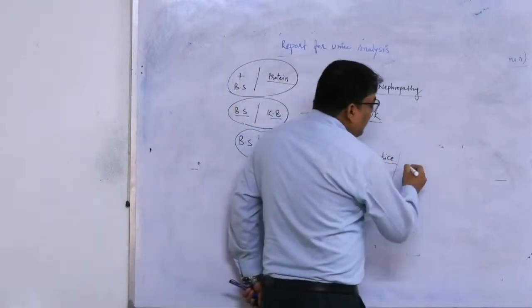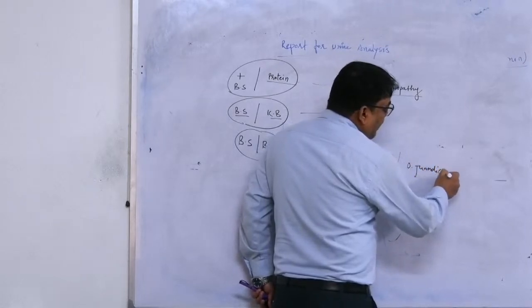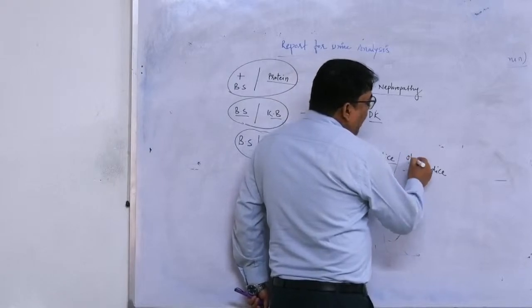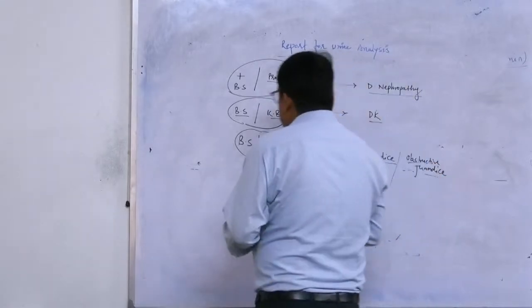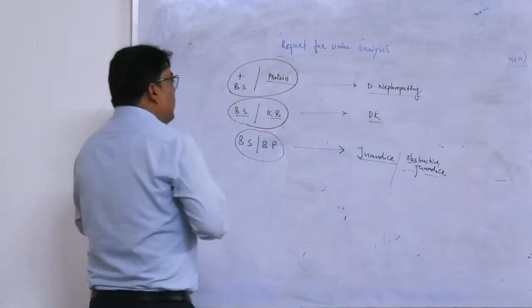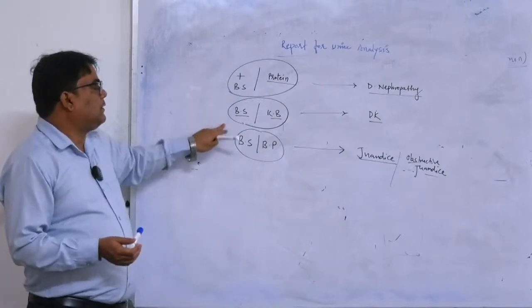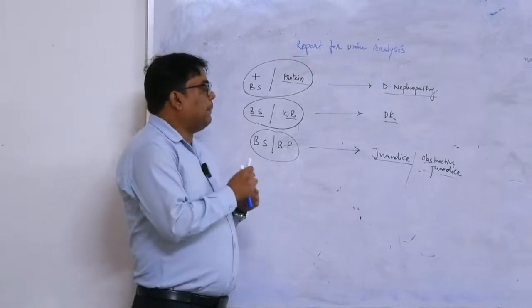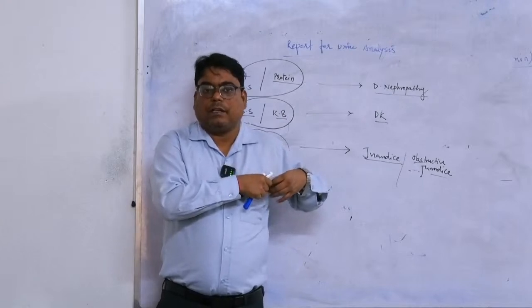But it is obstructive jaundice. Obstructive jaundice. Okay, so it is assumed that if both are positive in such cases, the sample may be from such patients.